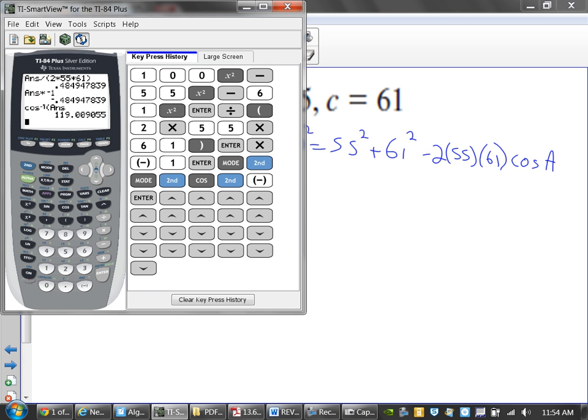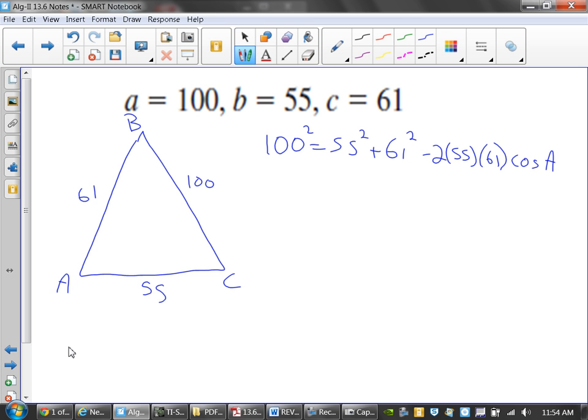Okay. And then from there you get 119. So what would we say? 119. Now just use law of sines to find angle C. So the sine of 119 is to 100, the sine of C is to 61. Okay? And you guys can go from there, right?